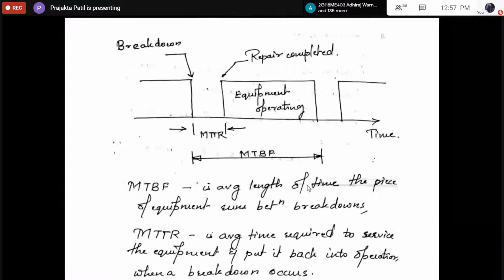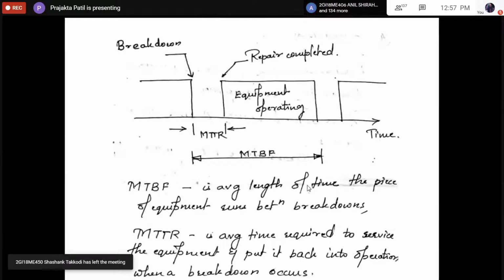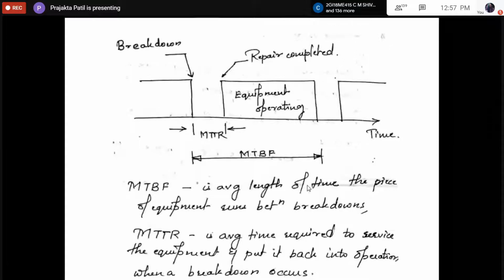So if you actually see, whenever an equipment is new, the availability of equipment is going to be higher. And as and when you start using it over a period of time, the availability will go on reducing once the breakdowns start. So whenever a piece of equipment is brand new, the availability is going to be more, and with age, with time, the availability will go on reducing.